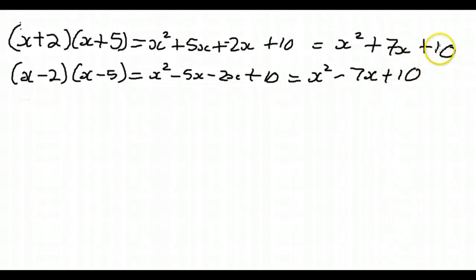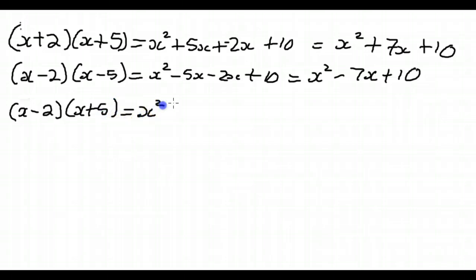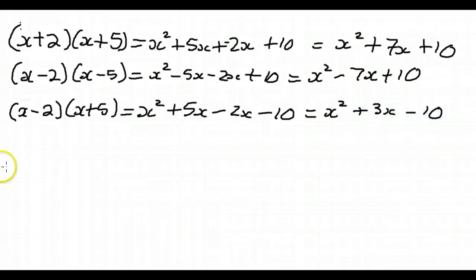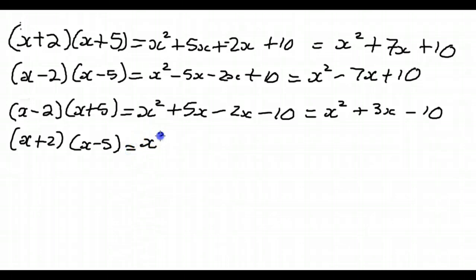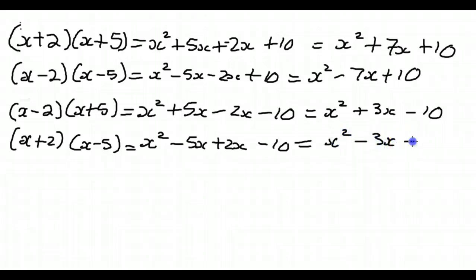So we're looking for two numbers that multiply to 10 and add to 7. They're both the same sign. This case tells us they're both positive, and this tells us they're both negative. Okay, let's do the same. Let's go x minus 2 times x plus 5. So we have opposite signs. This will give us x squared plus 5x minus 2x minus 10. So this time you note our final term is negative. We get x squared plus 3x minus 10. And let's do the same thing, but this time have a plus 2 and a minus 5. x squared minus 5x plus 2x minus 10, which is equal to x squared minus 3x minus 10.